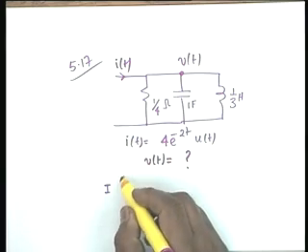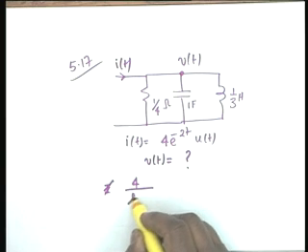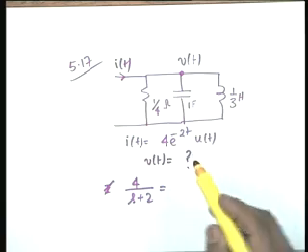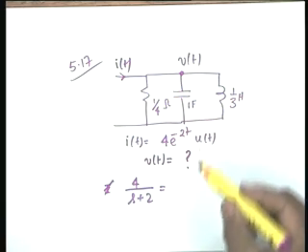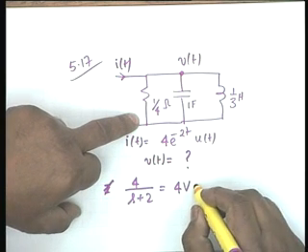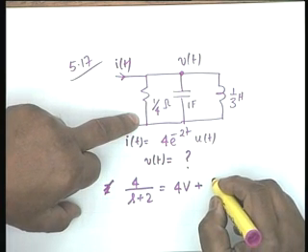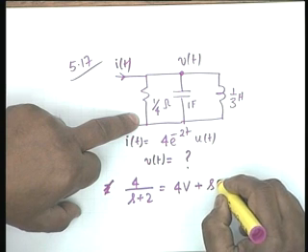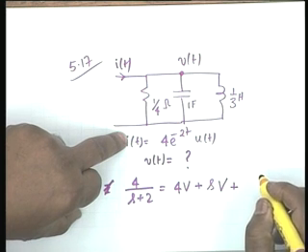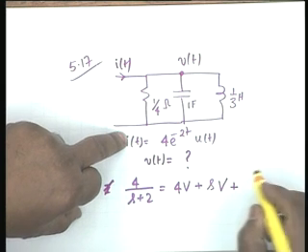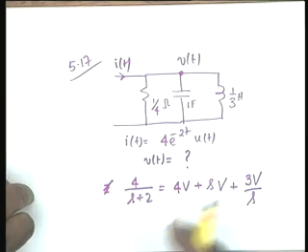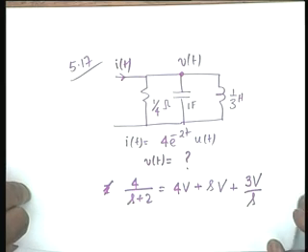Okay, so let us do Laplace transform. Obviously I(s) would be 4 divided by s plus 2, the transform of the input current. This current is the sum of the 3 currents, and obviously the current through the resistor would be 4 times V. Through the capacitor it would be s times V, and through the inductor it would be capital V divided by 1/3 s, so 3V by s. You have to fill in these steps, but I think these are pretty obvious, so I am skipping those.